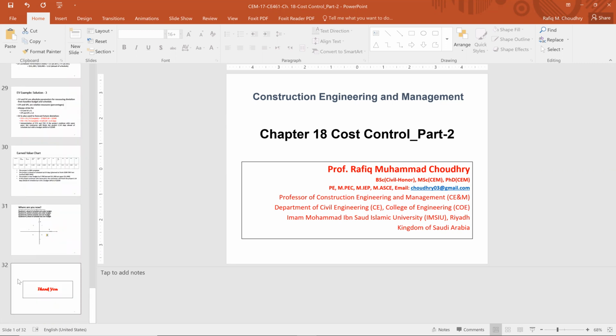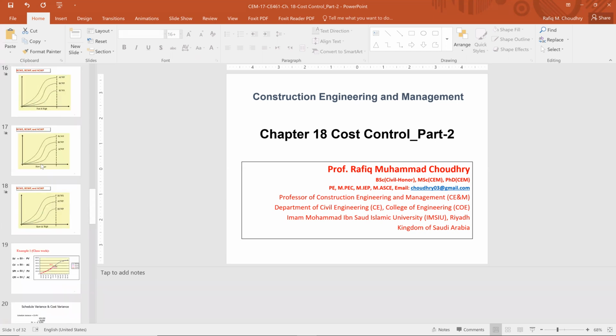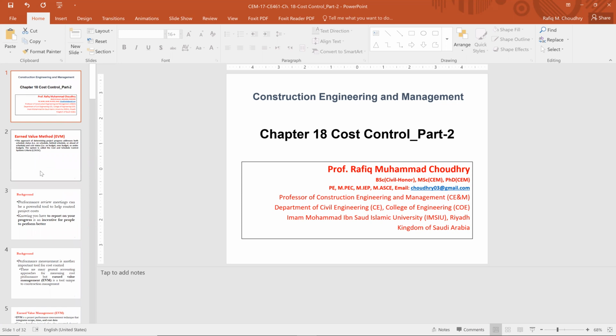Today we have discussed the earned value management method, EVM, to control the cost of the project. What is important is that you should understand how to find PV, EV, and AC. Once you know this, the rest of the things are simple.